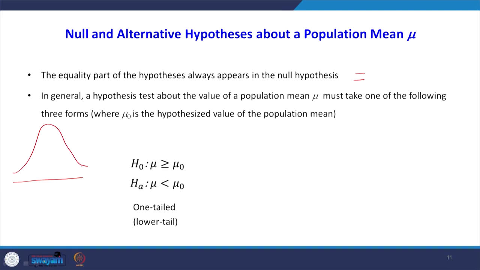we have to look at the sign of your alternate hypothesis. The sign of your alternate hypothesis is less than mu naught, so it is a left tail test. If anything goes beyond the left hand side, we will reject it.